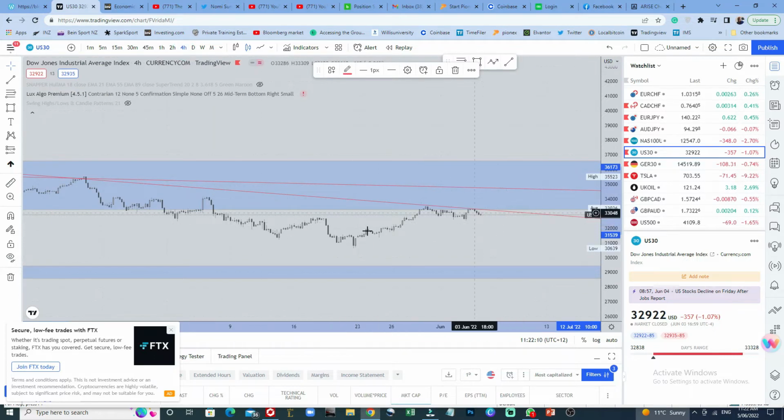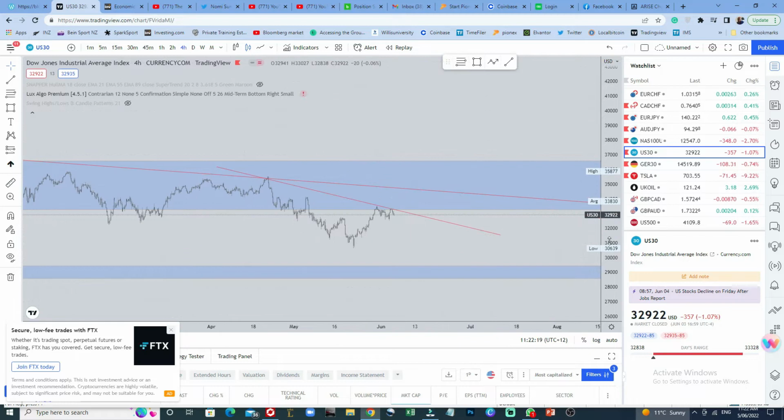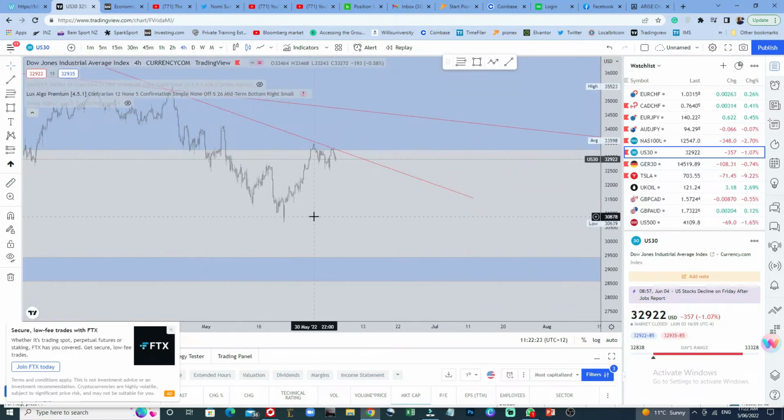4 hours is still the same thing. It's still consolidating, but it's similar and all that. So what we want to do now is to wait for the market to actually give us a clear push to whichever direction it wants to go.